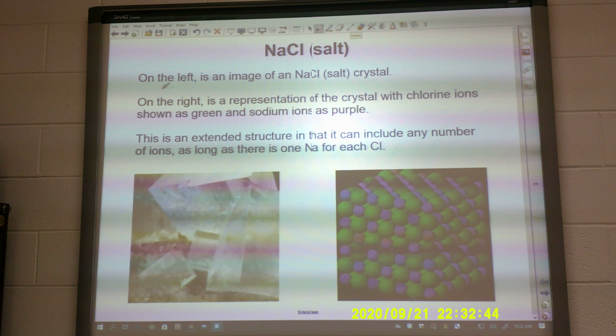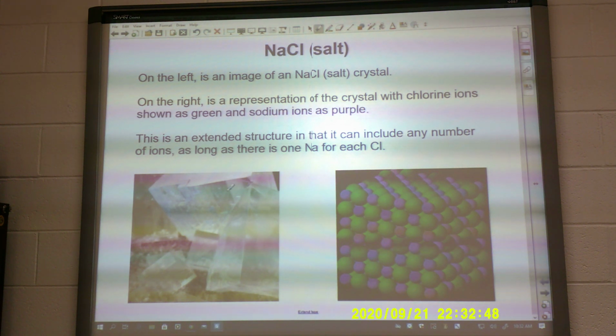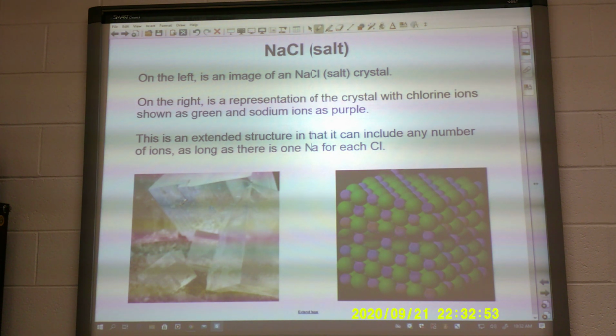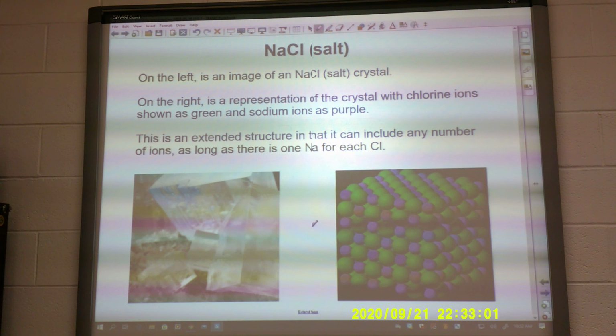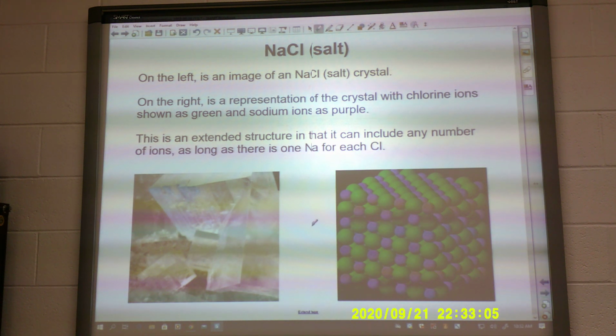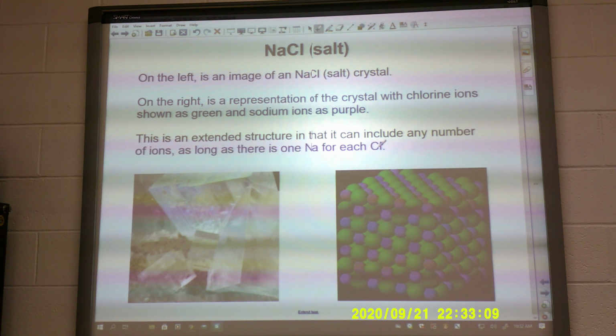NaCl. On the left is an image of NaCl, a salt crystal. If you were to find salt naturally, this is what it would look like. On the right is a representation of the crystals with the chlorine ions shown as green and the sodium ions as purple. This is an extended structure in that it can include any number of ions as long as there is 1 Na for each Cl.